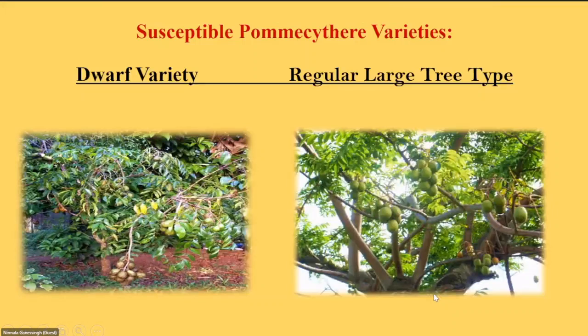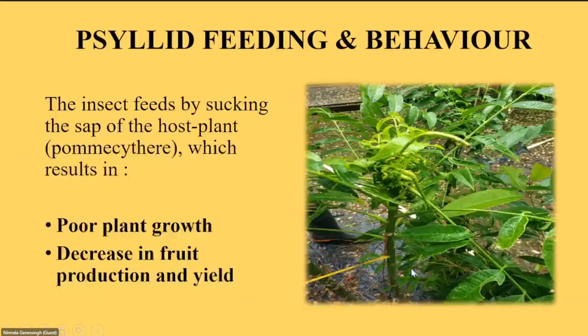This slide shows both the dwarf and the regular large tree-type varieties of Pommecythere that are susceptible to this insect. The psyllid feeding and behavior on the host plant Pommecythere: the insect feeds by sucking the sap of the host plant, in this case Pommecythere, which results in poor plant growth and decrease in fruit production and yield. So this insect is a sucking insect, sucking the sap of the plants.